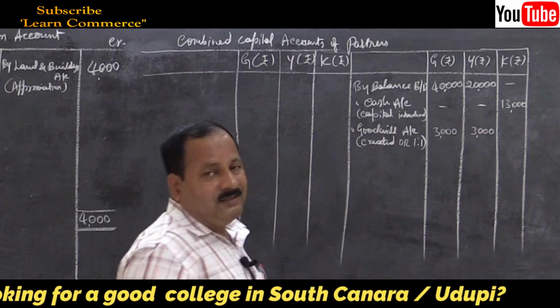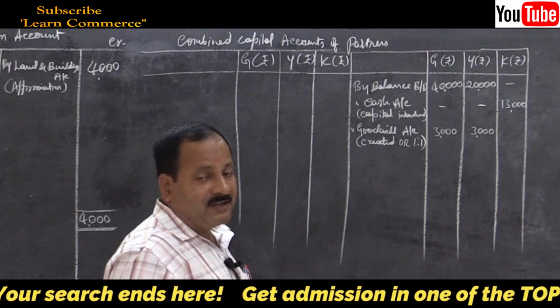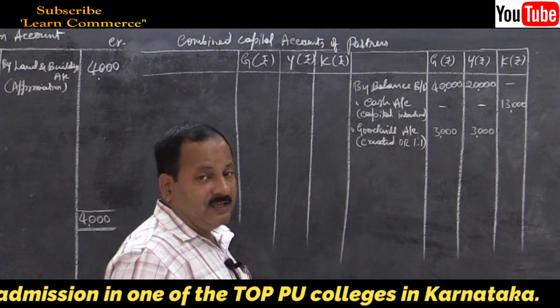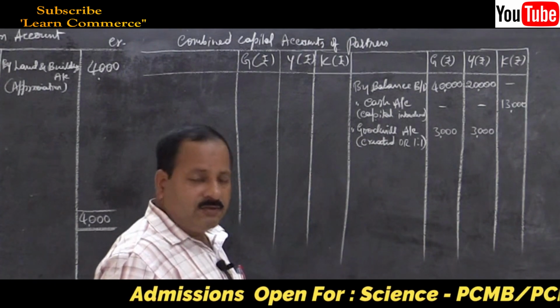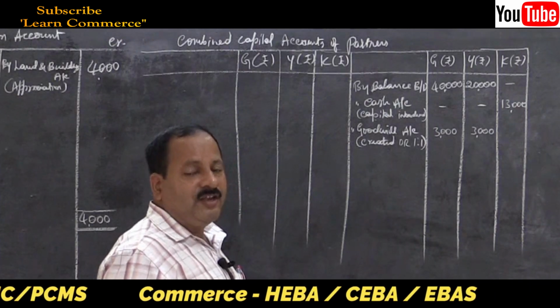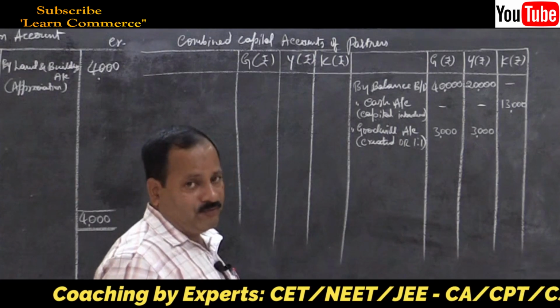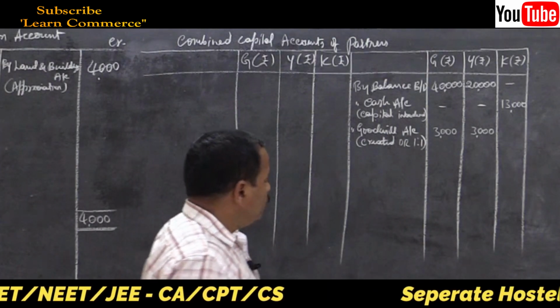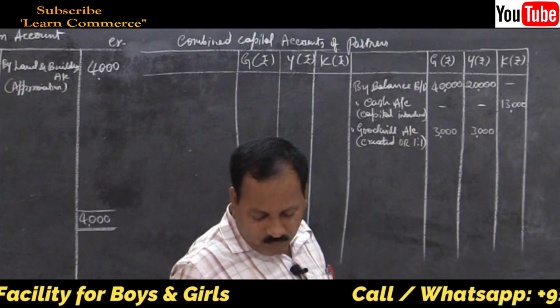So when the ratio is not given in the problem, don't get confused thinking that the problem cannot be solved. No, you have to immediately assume that the partners were sharing the profits and losses in the ratio of 1:1. That's equal proportions, 1/2 and 1/2. That is what we did here. Goodwill is created. Then what next step?